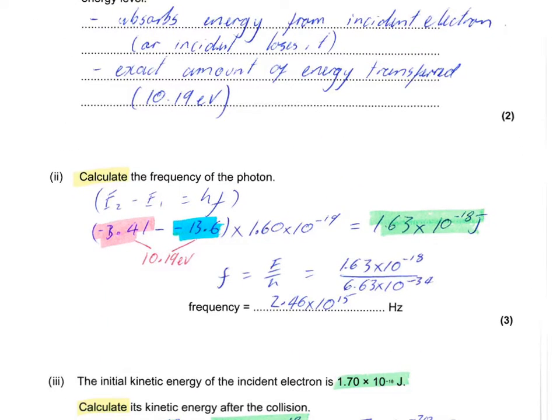We're asked to calculate the frequency of the photon. So we're essentially using the fact that the energy gap must be hf. So work out the energy gap, which was the 10.19 electron volts I was talking about, multiply it by 1.6 times 10 to the minus 19 because we need to be in joules. So there's the energy in joules. Then I can just use f is E over h, from E equals hf rearranged, and using h from the data sheet I get 2.46 times 10 to the 15 hertz.